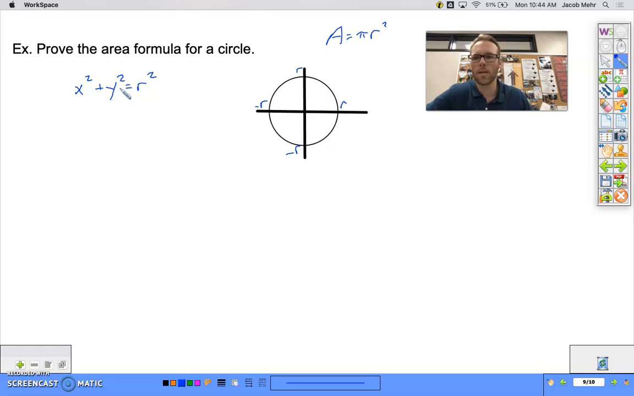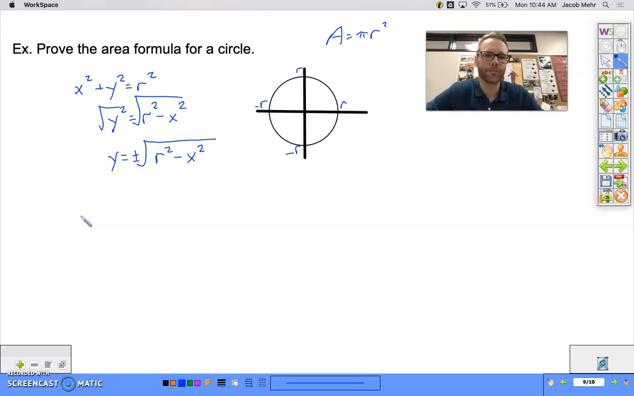Now, this is an implicit equation, and when we take integrals, we want them to be explicit. We want them solved for y. So if we solve for y, we have y squared equals r squared minus x squared. Take the square root of both sides, y equals plus or minus the square root of r squared minus x squared. Okay, so this is an area problem.